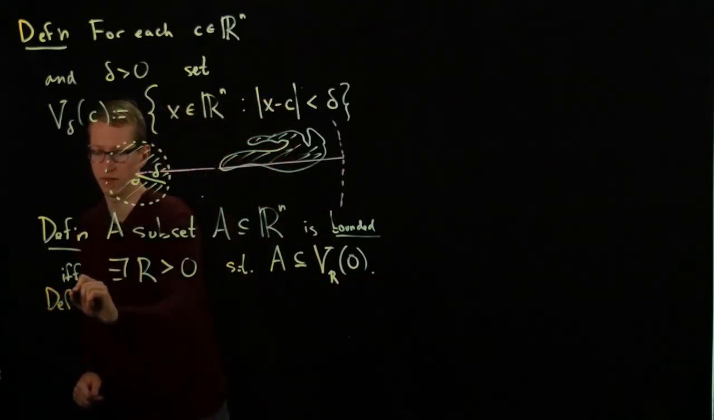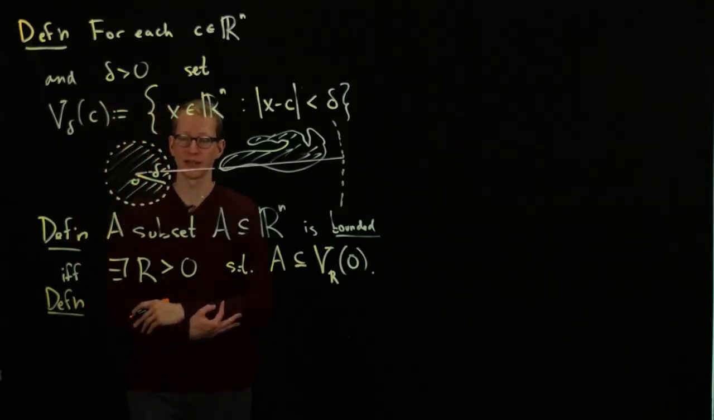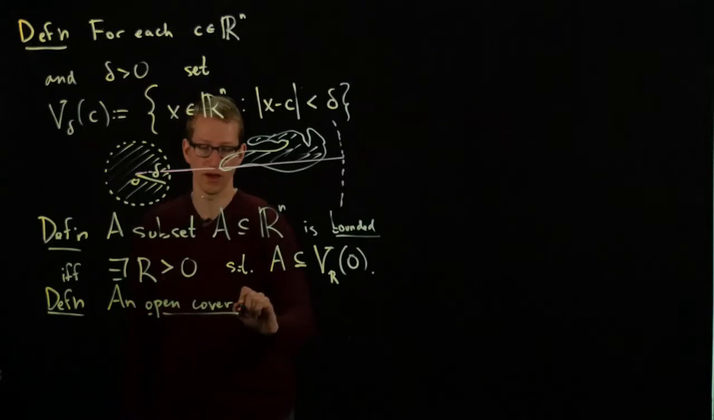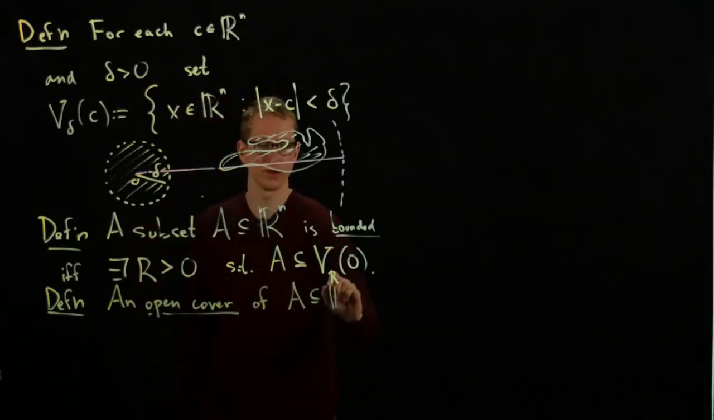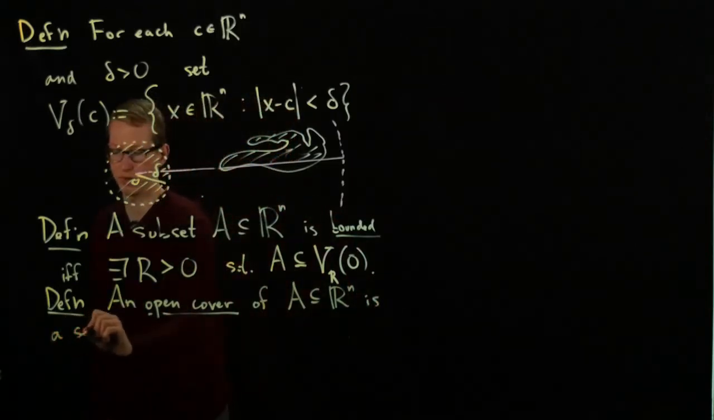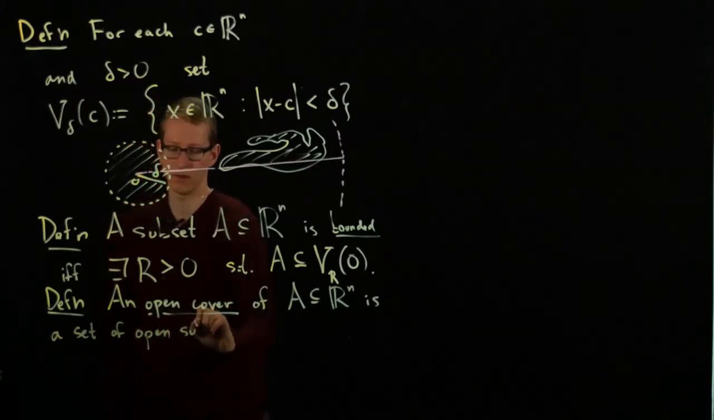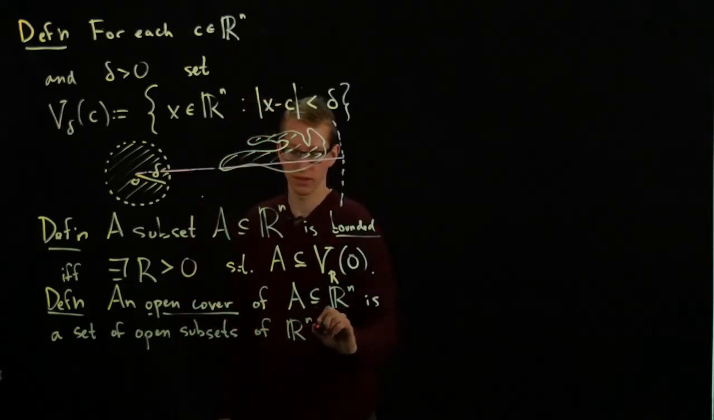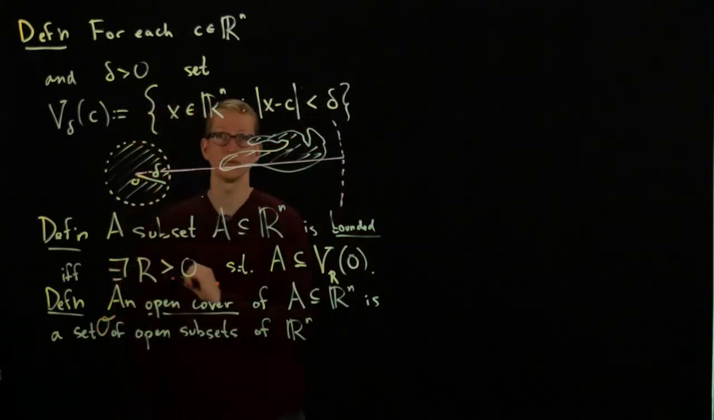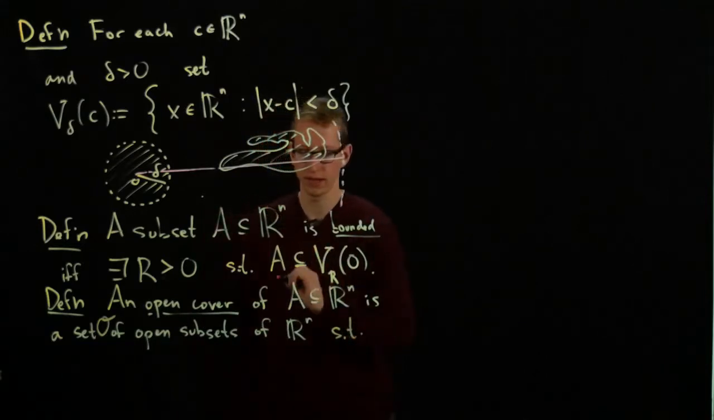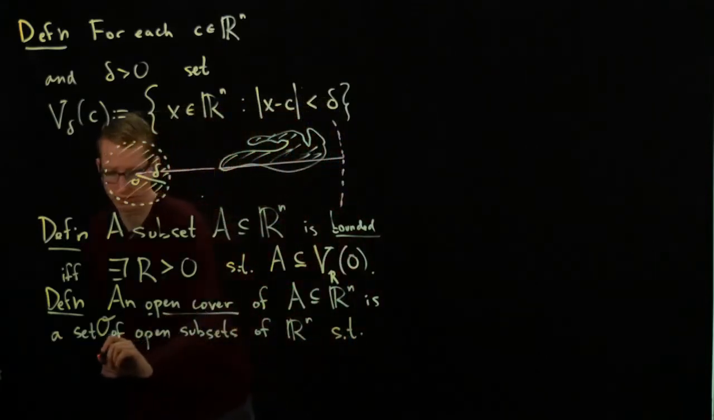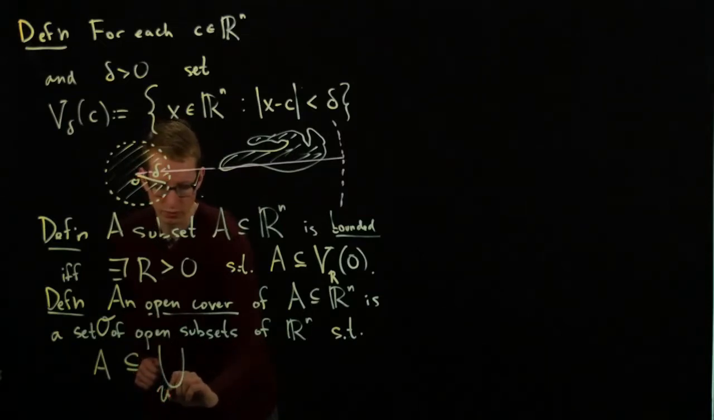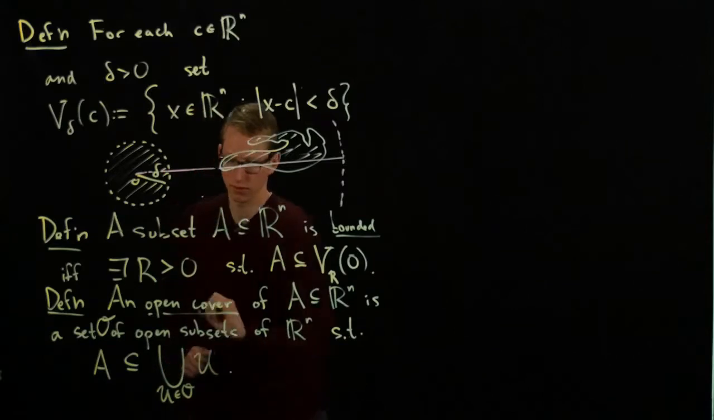Now we'll take one more extra step before we define compactness. An open cover of a subset of Rn, so of A, which is a subset of Rn, is a set of open subsets of Rn. A set of open subsets of Rn. Let's call that set curly O, such that A is contained in the union of all of those open subsets. The union of U, where U is an element of curly O.